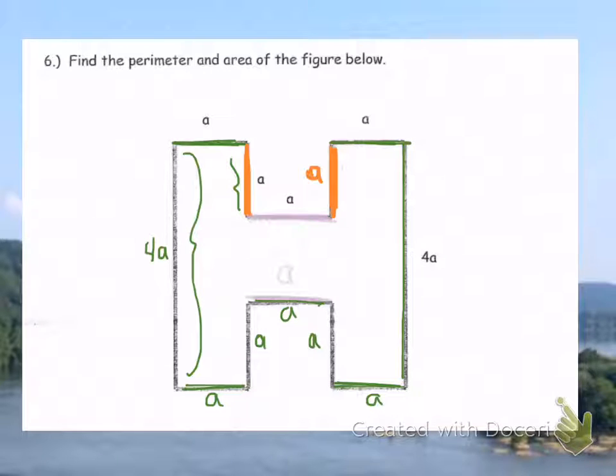And then looking at those measurements, we should be able to determine that this part is 2A because it's the long length of 4A minus the 2 A's that are labeled. And so this would also be 2A as well. So now we have all our measurements on the figure.